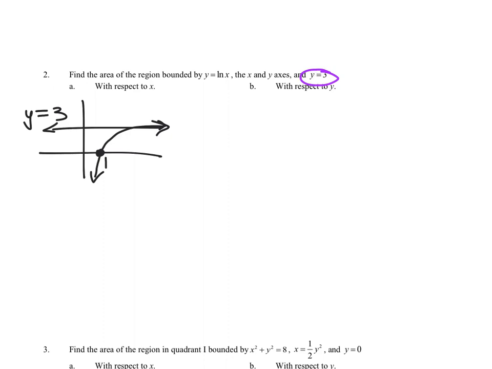So, area bounded by ln of x, the x and y axes, and y equals 3. All right, well, here's the y-axis, here's the x-axis, poor quality, let me do that again. Here's the log function that's relevant, and here is the part of the line that's relevant. So they're talking about this region in here.